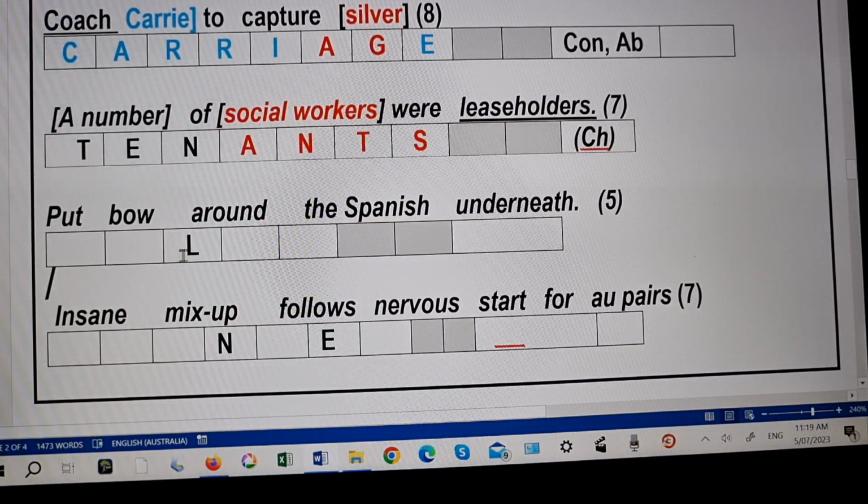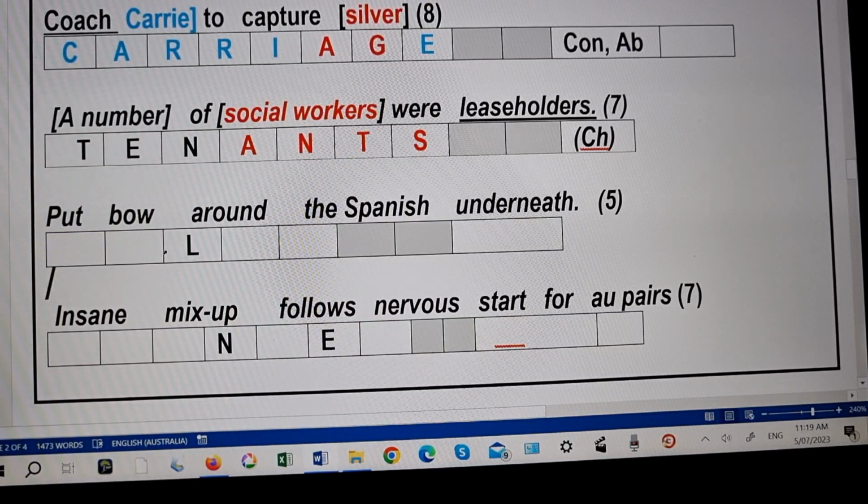Put bow around the Spanish underneath. 5 spaces with an L. Got it? Go away and do it, and come back and see the answer.